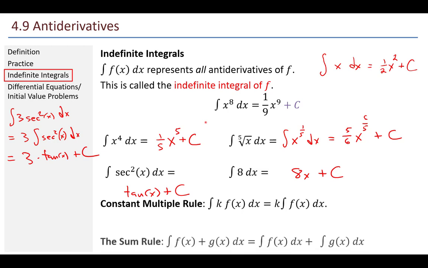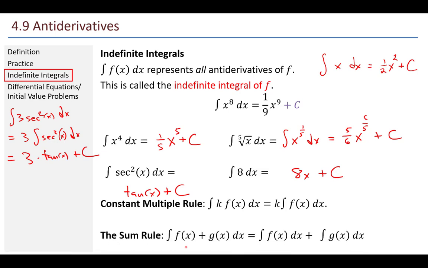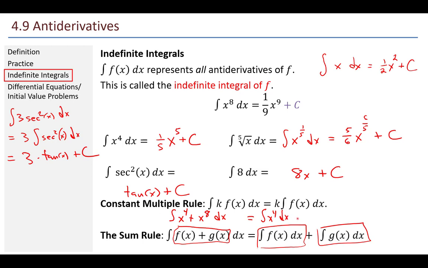And we have one more rule that's very useful, the sum rule. If I have an indefinite integral of a sum, I can add the two indefinite integrals separately. Let's see, for example, the indefinite integral of x to the 4th plus x to the 8 dx is really the same thing as the indefinite integral of x to the 4 dx plus the indefinite integral of x to the 8 dx, which then is just 1/5 x to the 5 plus 1/9 x to the 9 plus a constant.